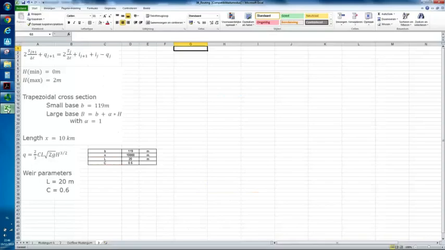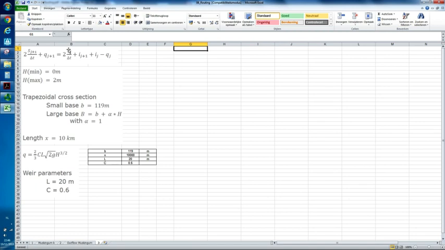I've prepared an Excel sheet already where we have again the equation with our unknowns and our knowns, the information about the reservoir, and the weir equation. I've also put here some values of b, the small base, x, the length of the reservoir now expressed in meters, the weir crest width of 20 meters, and the discharge coefficient of 0.6, because we will be using those in our equations.